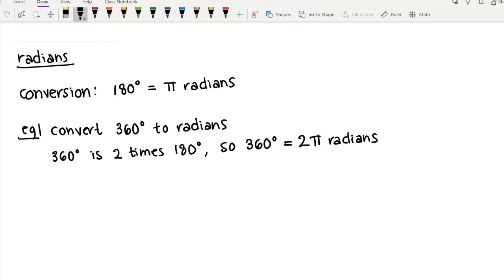Let's do one more, and then we'll get into a method that will always work for converting. So let's say you wanted to convert pi over 2 to degrees.